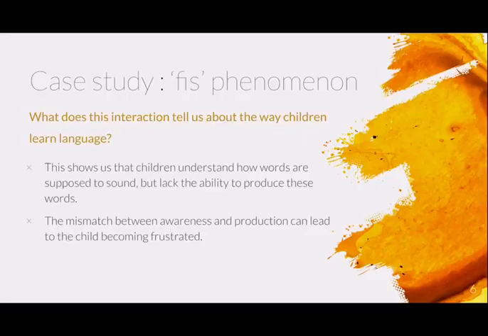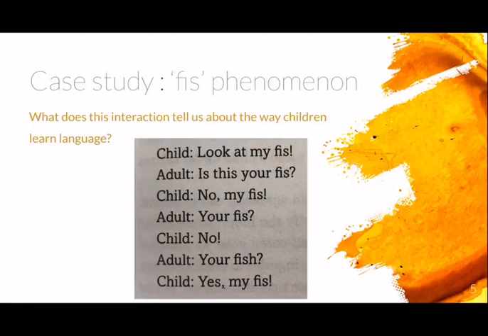Okay, so this shows us that children understand how words are supposed to sound, but they can't actually produce these sounds themselves clearly. The mismatch between awareness and production can lead to the child becoming frustrated, which we can see in this interaction here. We can hear the agitation that this child would have because the adult is repeating back to them exactly what the child is saying, but the child knows that that's not what that word is meant to sound like.